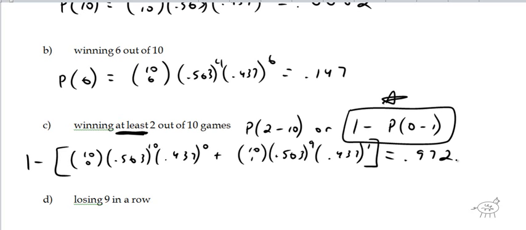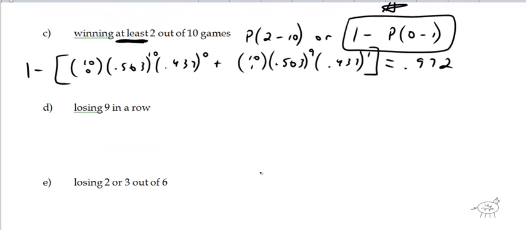If their success rate is 0.437 to win at least 2 out of 10, it's pretty high, right? It's not like they're going to lose a lot of games. They're going to win at least half of them, I would think. But obviously in this case, winning at least 2 out of 10, it's almost 100% chance. Not quite, almost.